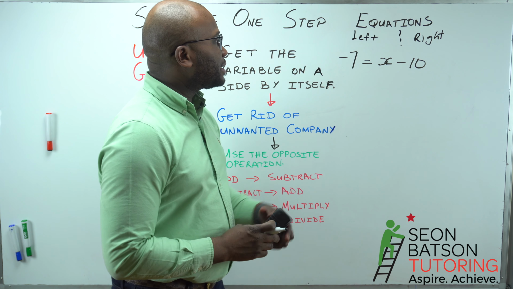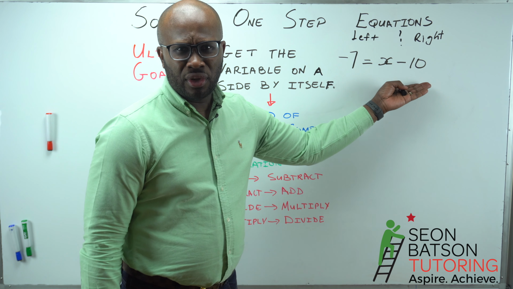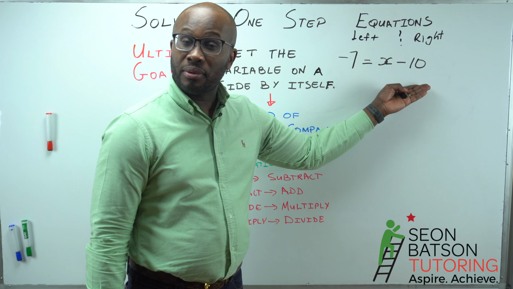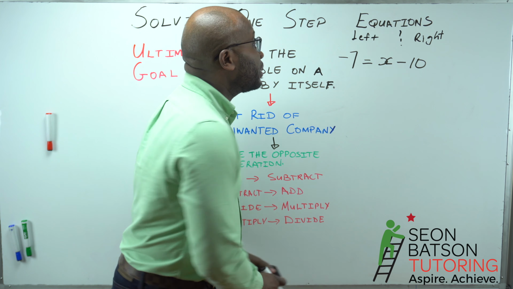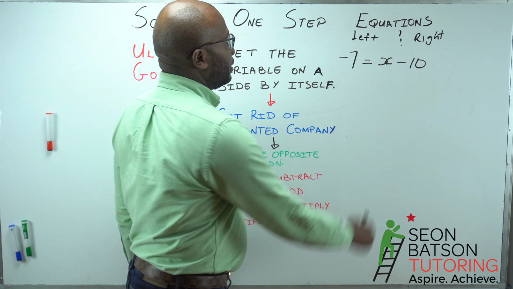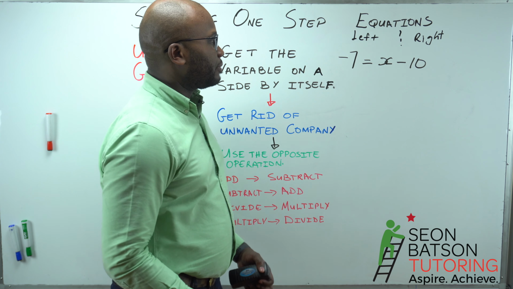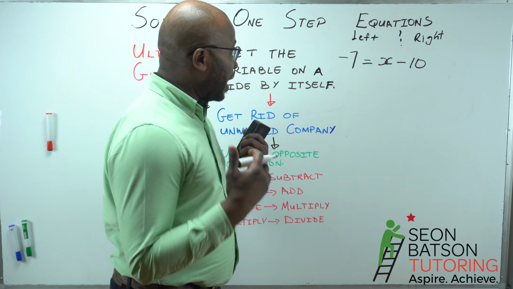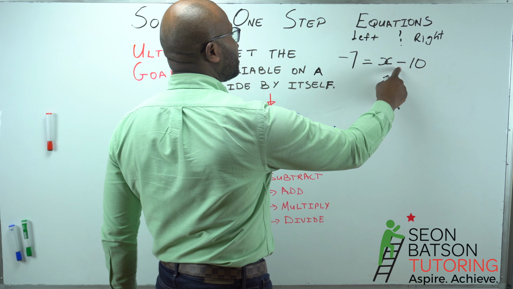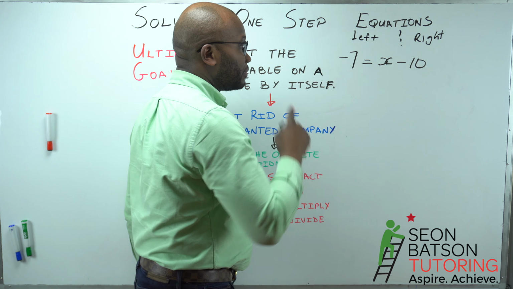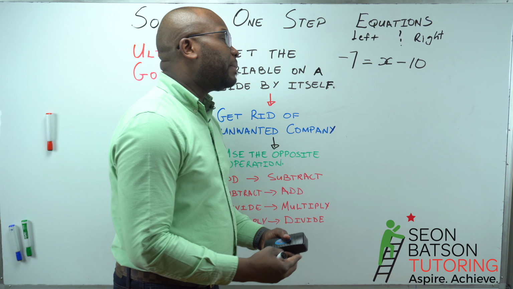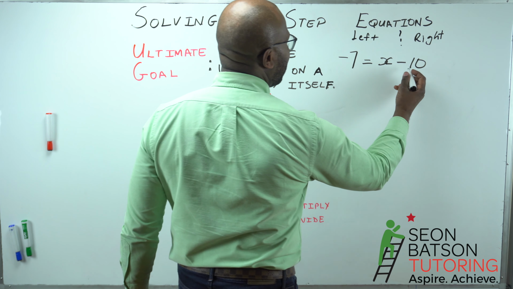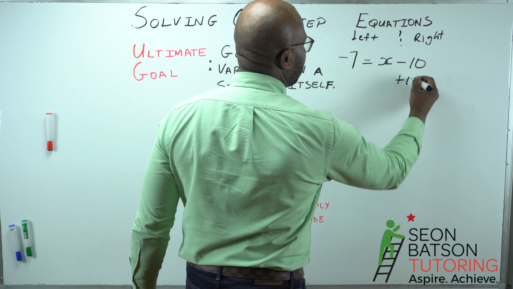Now, to get the x by itself, I'll have to get rid of an unwanted company. Can you tell me what the unwanted company is in this example? Very good. This -10 right here. This 10 that is subtracting from the x. How are we going to get rid of this 10? Very good. We are going to add, because since the 10 is subtracting from the x, we will have to add 10. Why? Because the opposite of subtraction is addition. So we add 10.